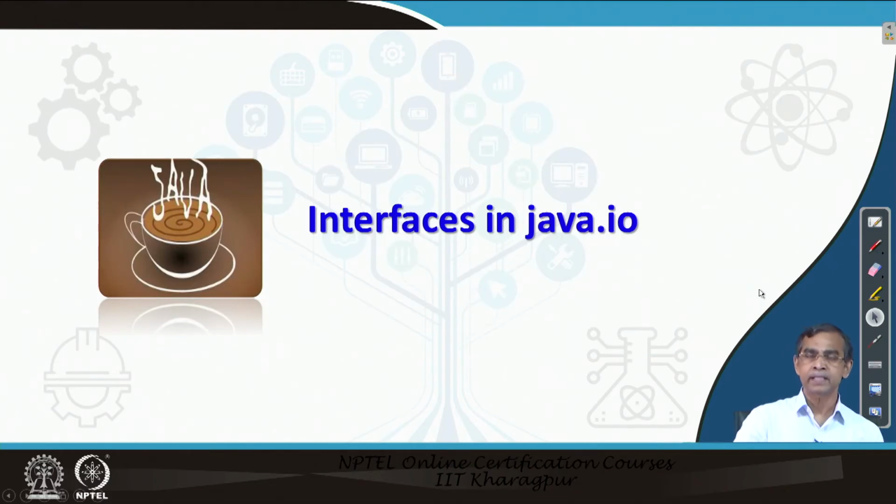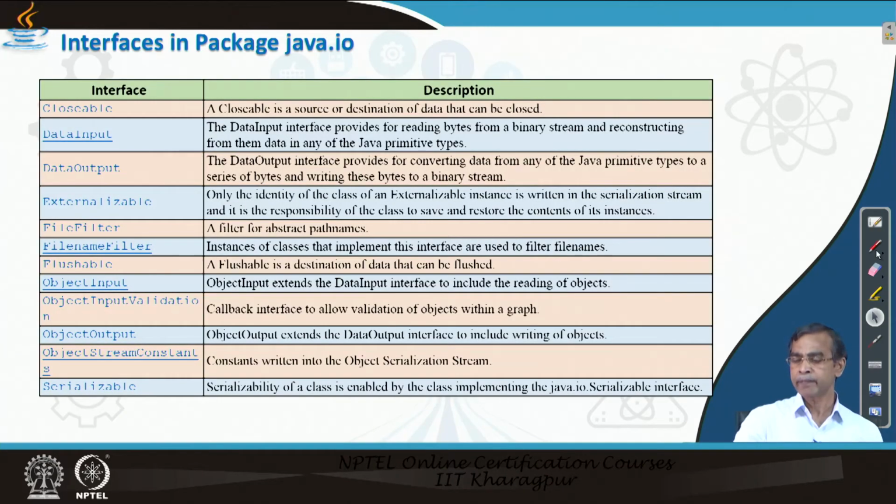Now, there are many interfaces planned in this package. First, let us see the different interfaces. I will simply list all the interfaces. Details of the interfaces will be discussed individually in the context of the different types of stream that we will cover. So, these are the interfaces defined in the java.io package, as I have listed here: Closeable, DataInput, DataOutput, Externalizable, then FileFilter. These are the different names.